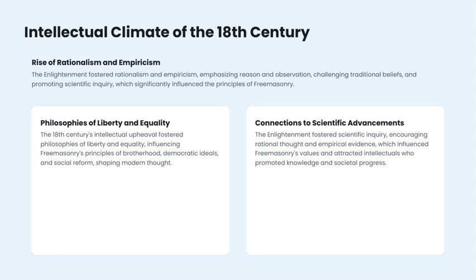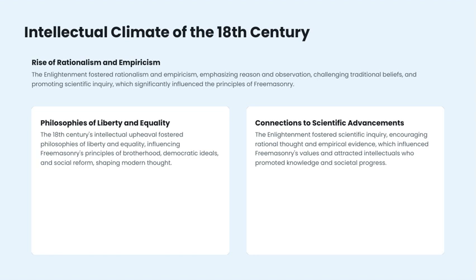Moving on to the rise of rationalism and empiricism, these philosophies sparked an intellectual upheaval. They promoted concepts of liberty and equality, which resonated deeply within Freemasonry. The principles of brotherhood, democratic ideals, and social reform became central to what Freemasonry stood for. These ideas helped shape modern thought, emphasizing the importance of individual rights and societal progress.